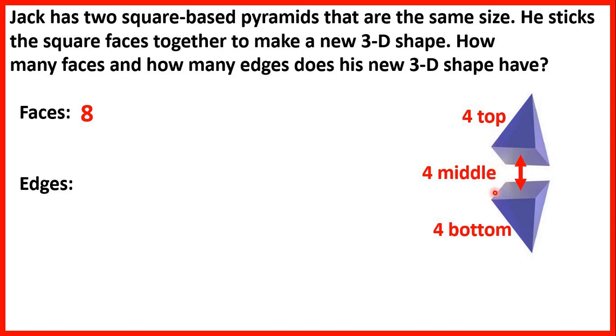Now you might think, why don't we have 8 edges? Because we've got 4 edges here and 4 edges here. But remember, Jack is sticking these square-based pyramids together, and if edges are stuck together, rather than 2 edges, we will only have 1 edge. So 4 top, 4 middle and 4 bottom, so that's 12 edges altogether.